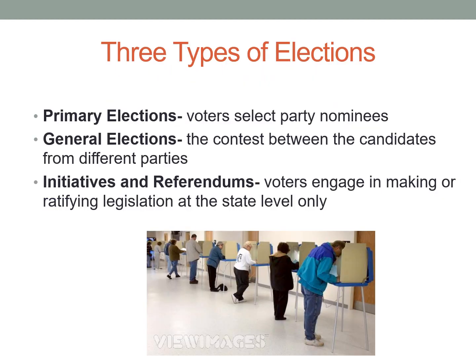So there's three types of elections. Primary elections, so the voters select party nominees. This will usually be done before a major election and ballots get sent out. And then there's the general elections, the contest between the candidates from different parties. This will be the actual elections that are held in November. And the initiatives and referendums, so voters engage in making or ratifying legislation at the state level.